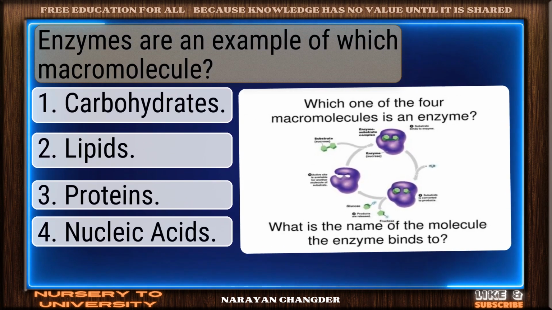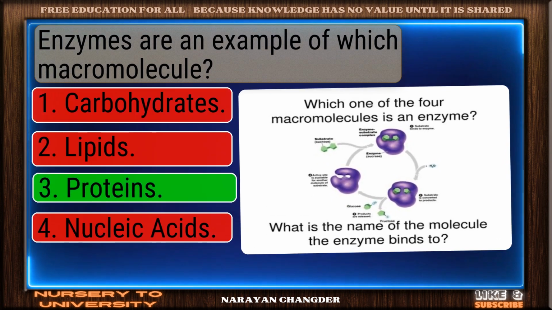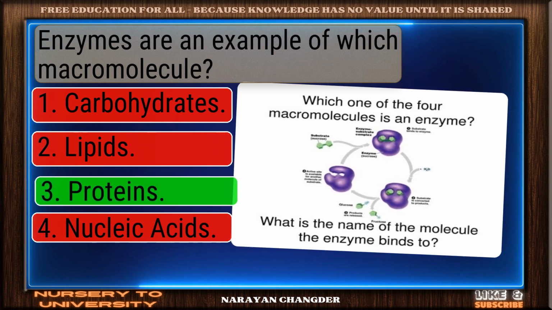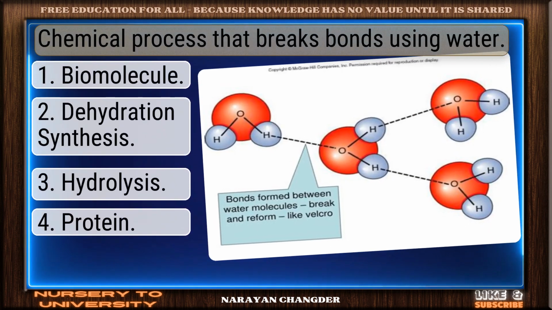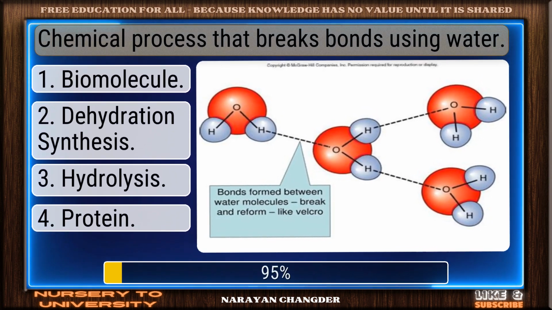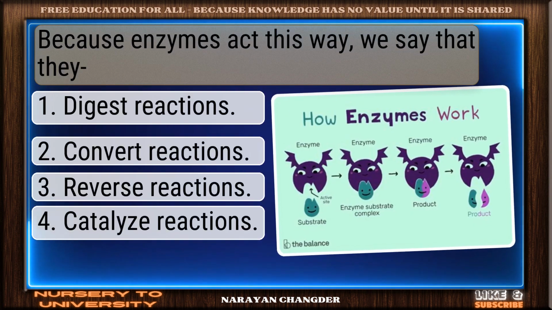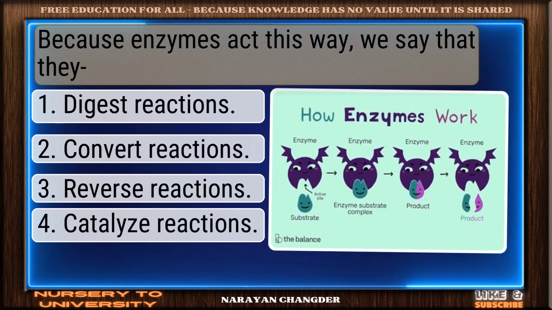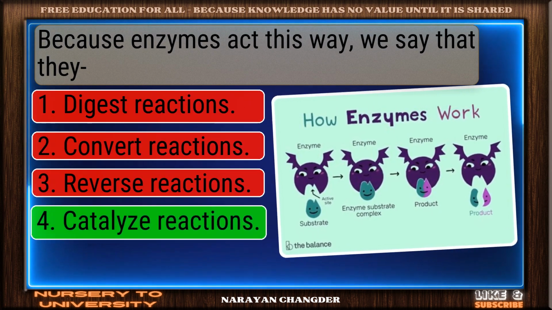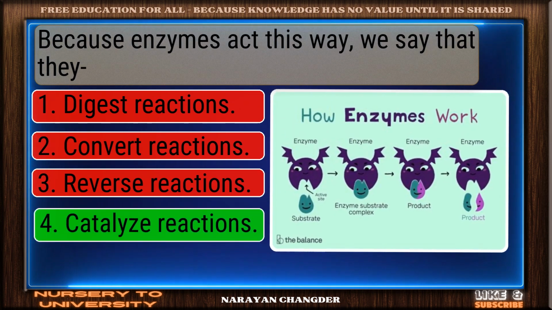Enzymes are an example of which macromolecule? Correct response. Proteins is accurate. Chemical process that breaks bonds using water. Great job. Hydrolysis is accurate. Because enzymes act this way, we say that they... nice work. Catalyze reactions fits perfectly.